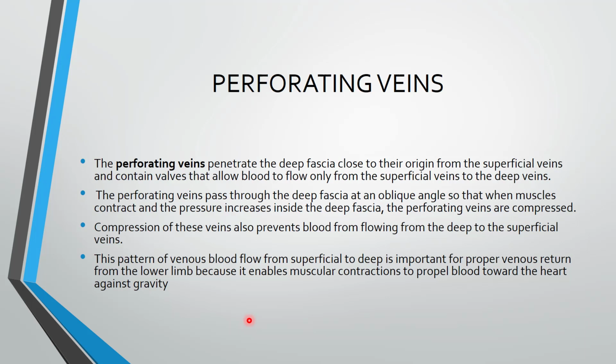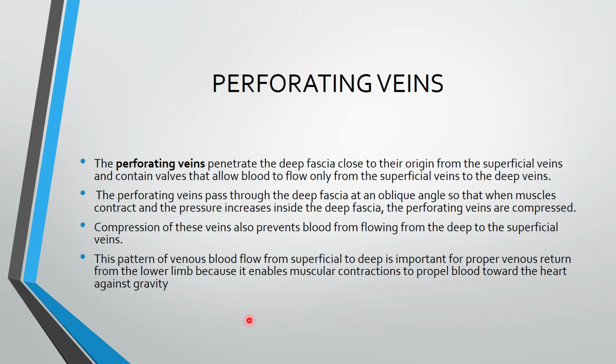The perforating veins pass through the deep fascia at an oblique angle, so that when muscles contract, the pressure increases inside the deep fascia and the perforating veins are compressed. Compression of these veins also prevents blood from flowing back from the deep to the superficial veins.